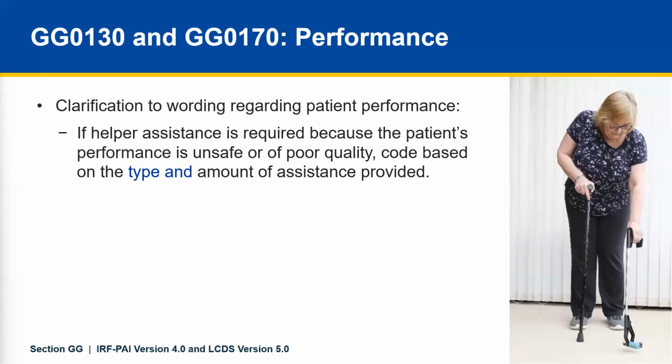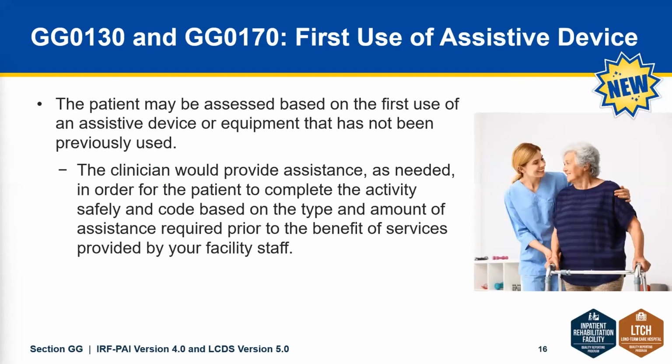Clarifications on what we are assessing in terms of the patient performance have also been made. If helper assistance is required for the patient to complete an activity, then code based on both the type and amount of assistance provided. This edit is more consistent with the coding scale, which addresses not only amount, but also different types of assistance. Questions from the quarterly Q&As have addressed how the first use of an assisted device impacts the performance of the GG 0130 and GG 0170 activities.